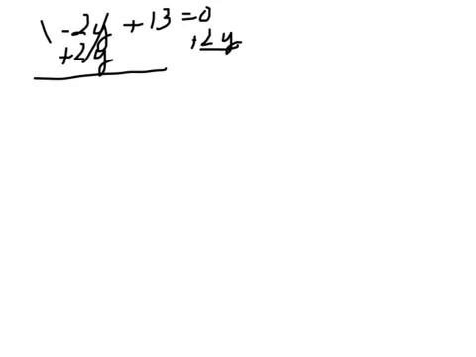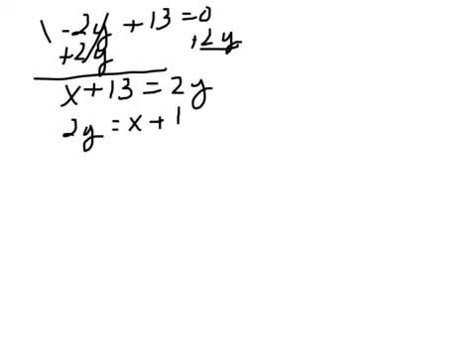x plus 2y plus 13 equal to 0. If I want to solve for y, one thing I'm going to do is add my 2y to both sides. It's going to be quicker to do that. So now I have x plus 13 is 2y. Now I don't like looking at it that way, so I'm just going to write it this way. 2y is x plus 13. I'm just going to switch the sides, okay? Now if I want to solve for y, I divide everybody by 2.